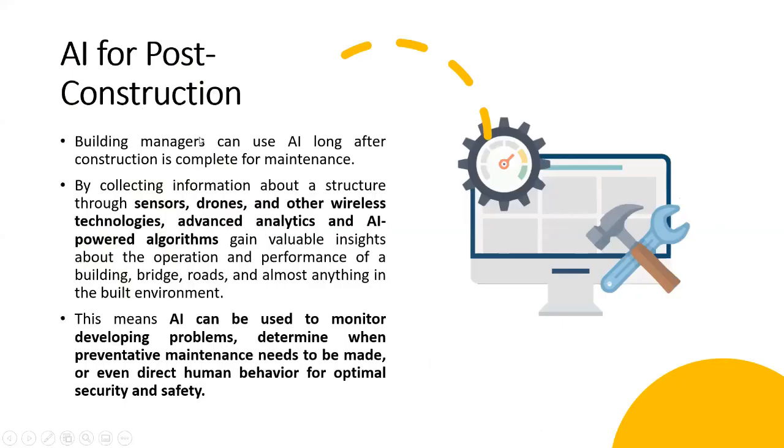So AI is not just limited to design and construction; even post construction, it is helpful for maintenance purposes. By collecting information about a structure through sensors, drones, and other wireless technologies, advanced analytics and AI powered algorithms gain valuable insights about the operation and performance of a building, bridge, roads, and almost anything in the built environment. AI can be used to monitor developing problems, determine when preventive maintenance needs to be made, or even direct human behavior for optimal security and safety.